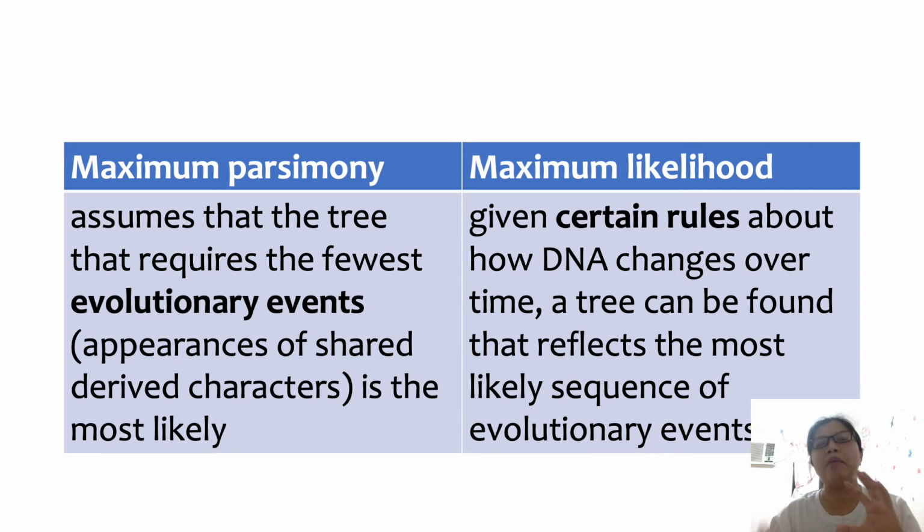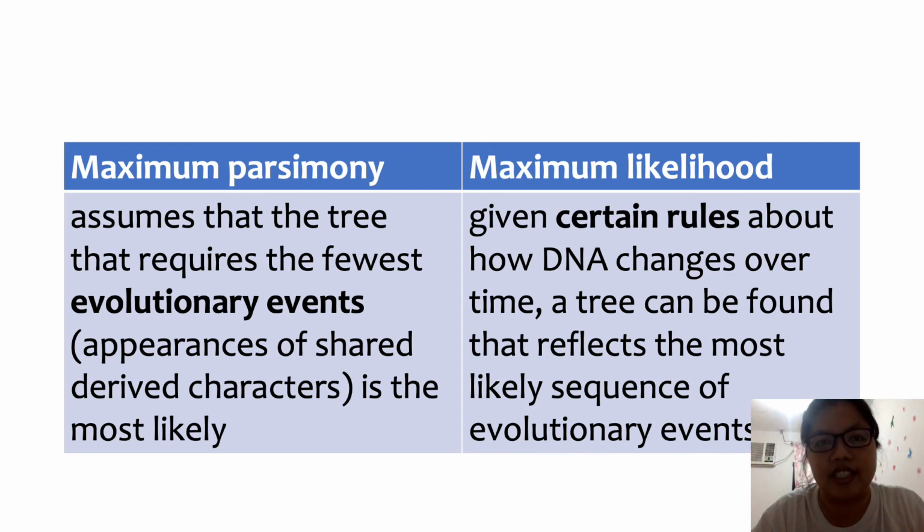So, maraming effort ang ginagawa ng organism just to make a new character. So, ang pagkakaroon ng new character is not often. So, ibig sabihin, ang more likely na possible sa maximum parsimony nung may least evolutionary events.